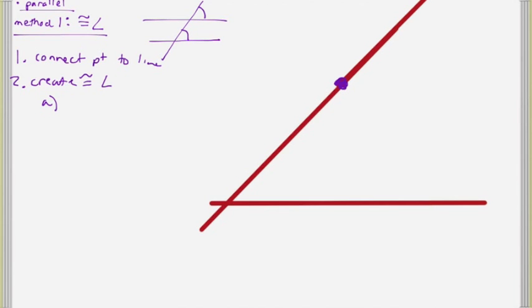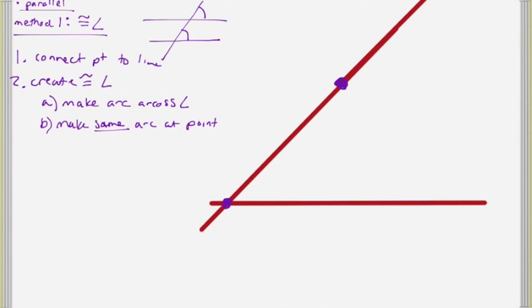So to create a congruent angle, the first thing we're going to do is make an arc across the angle, and then make the same arc at our point. So anywhere we have an intersection is a good place to put a point, and anywhere we have a point is a good place to put our compass point. So what we're going to do is put our compass point on that given point and make an arc that goes across the angle.